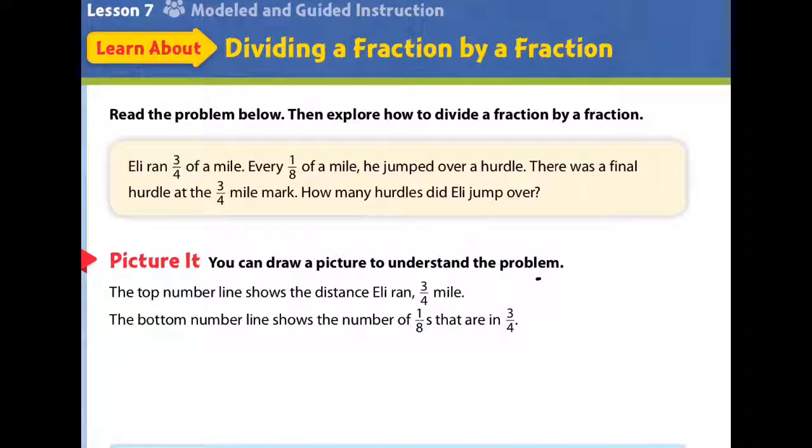So let's break this down. It says Eli ran 3/4 of a mile. That's the total that he ran, right? And every eighth mile, 1/8 of a mile, he jumped. So every 1/8 of a mile, he jumped over a hurdle. There was a final hurdle at the 3/4 mile mark. So that just means he finished at the 3/4 mile mark. How many hurdles did Eli jump over?